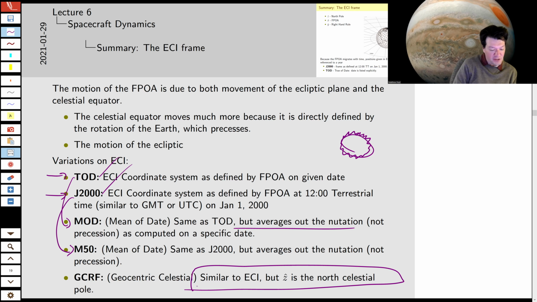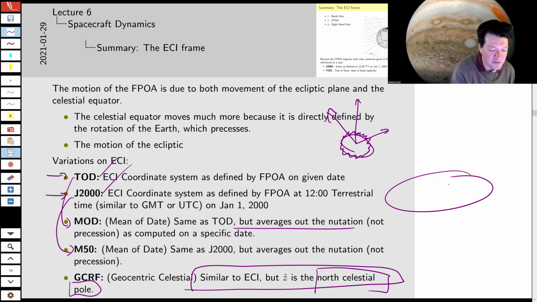And there's one more which we occasionally run into, the geocentric celestial reference frame, where the z hat vector is not the angular velocity vector of the Earth, but basically the ecliptic. Technically the North Celestial Pole, but we can think of it as the ecliptic. It's the same coordinate system, still with the first point of Aries as the defining x hat vector, but now our z hat vector is the ecliptic plane essentially.